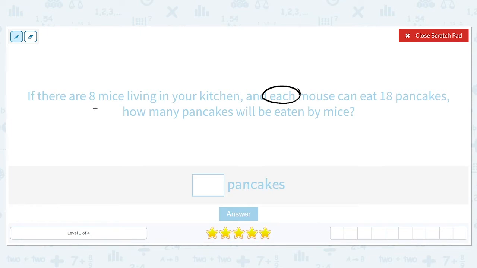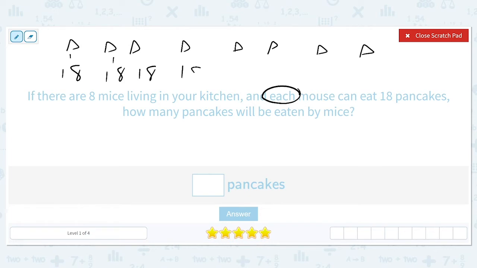Now let's see if we can draw a picture of what's happening here. We have 8 mice. I'm just going to draw those using little triangles. We have 8 of them: 1, 2, 3, 4, 5, 6, 7, and 8. And each of those different mice can eat 18 pancakes. So the first mouse eats 18, the second eats 18, the third, and the fourth, and the fifth, and the sixth, 7th, and the 8th can all eat 18 pancakes.